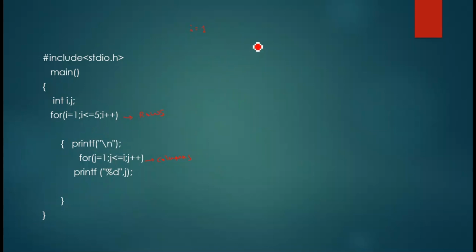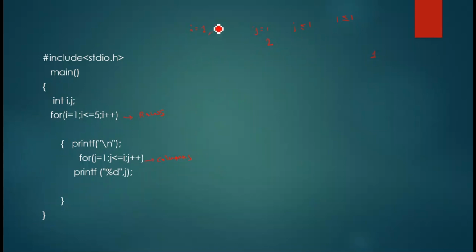So j is equal to 1 to j less than or equal to i, but i is 1, so j less than or equal to 1. That means in the first case 1 less than or equal to 1. This condition is true and therefore it is going to print the value of j. As j is 1, it will first print 1 on the output console. In the next iteration j will be incremented and become 2. But 2 less than or equal to 1 is false and therefore it will come out of this inner loop and go to the outer loop again.